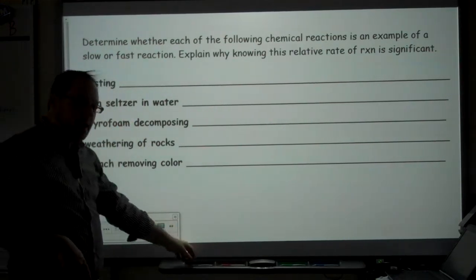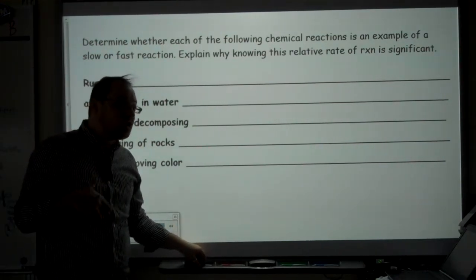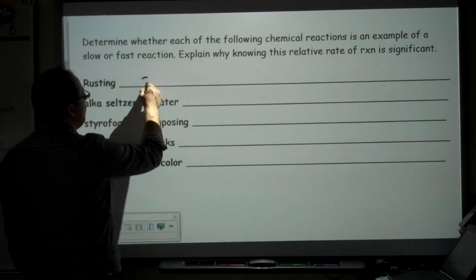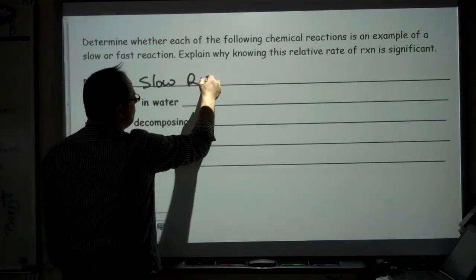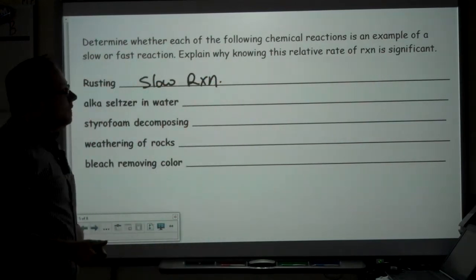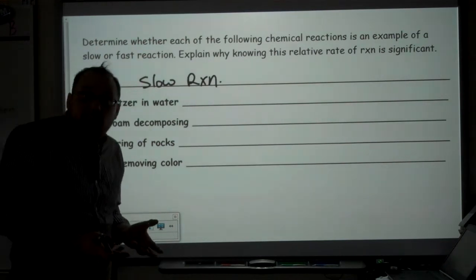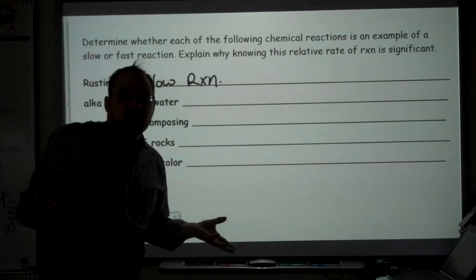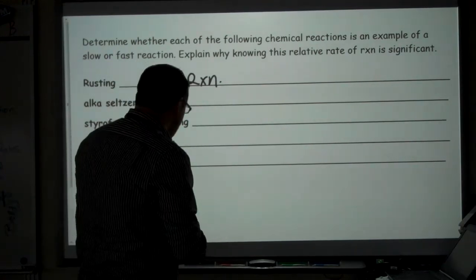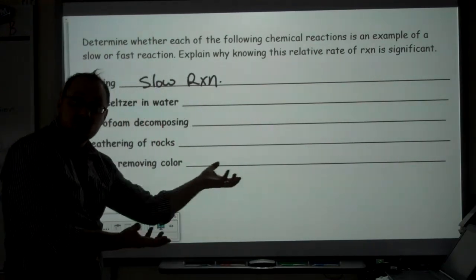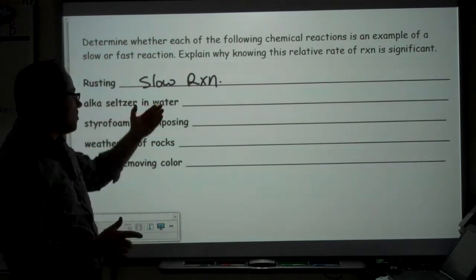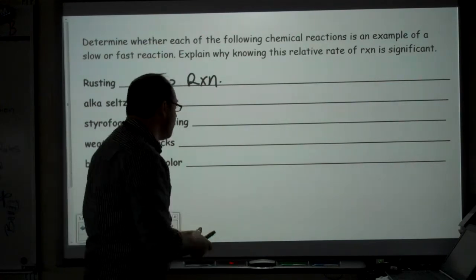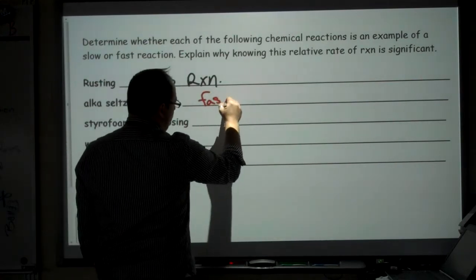So, rusting. Okay? My car, 10 years old, it's just now starting to get some rust. So I would be inclined to say that is a slow reaction. How do I know that? Well, it's because if iron rusted quickly, we wouldn't make cars and buildings out of it because it would be useless to us. So that's why we know rusting is slow and it takes some time. Alka-Seltzer in water. As soon as the Alka-Seltzer touches the water, it starts to bubble. So that is a fast reaction.